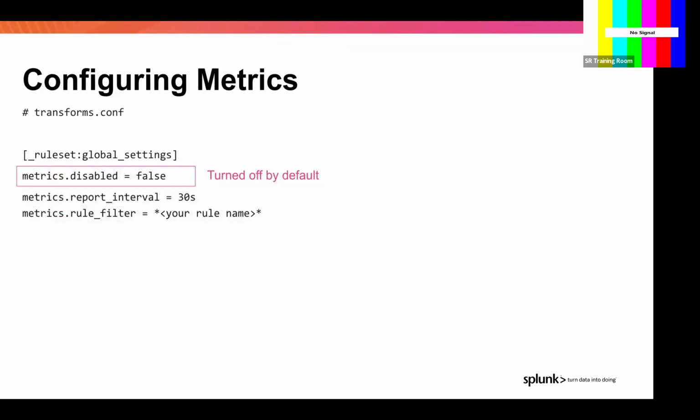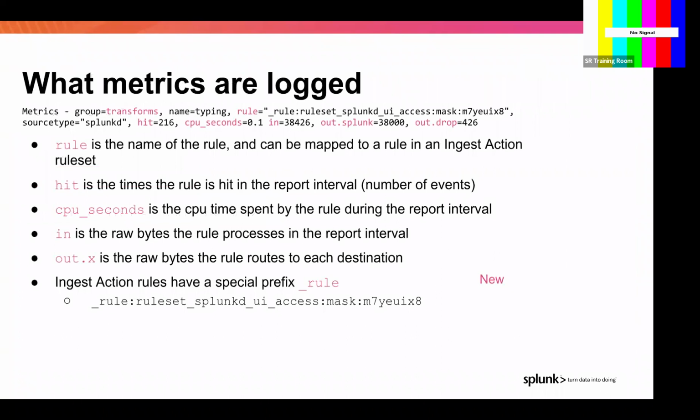So you might be asking how we know what's actually going on. Metrics, unfortunately, are disabled by default for 9.0 and until some future release. But you can put this stuff into transforms.conf to turn them on. Once you turn them on, you see in metrics.log all these statistics about each of your rule sets. Say you have a really nasty regular expression that takes a lot of CPU seconds, you can turn the metrics on and see which of your rules are doing that. Likewise, you can see how many events are hitting it, the number of bytes getting processed, etc.